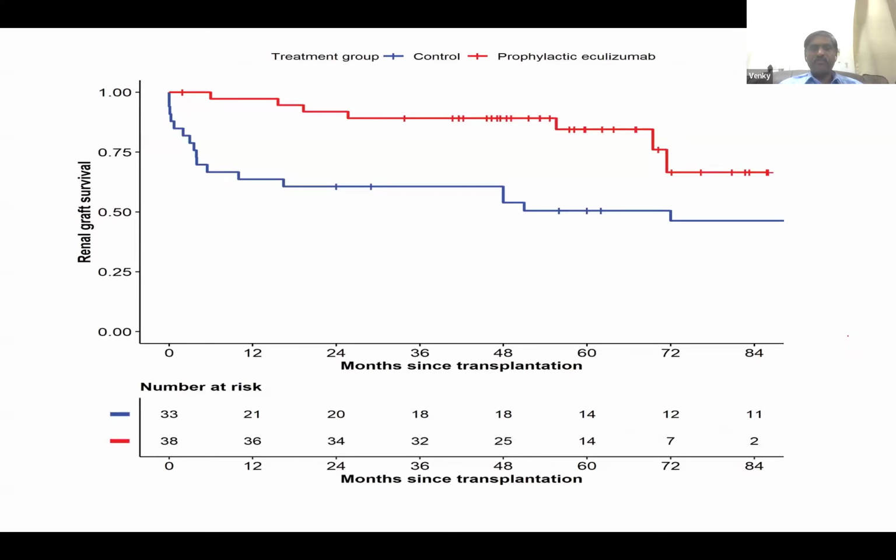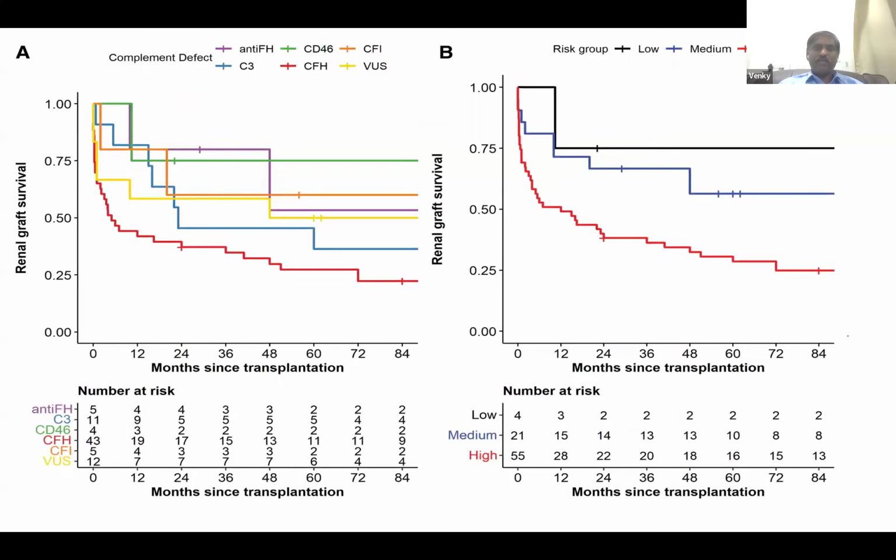There was a clear difference in the graft outcome even after 7 years. And these are 2 graphs that show the renal graft survival in patients on eculizumab based on the risk stratification on the right, based on the mutations on the left. What it says is that the red line is the patients in the high risk group. They have a very low graft survival. The blue is the medium risk and the black one is the low risk.